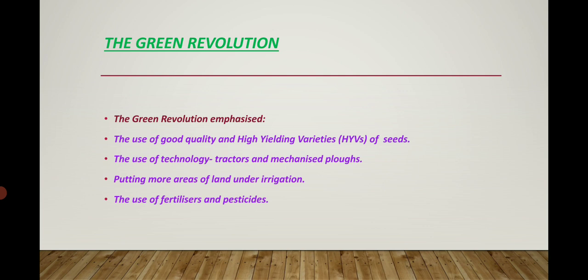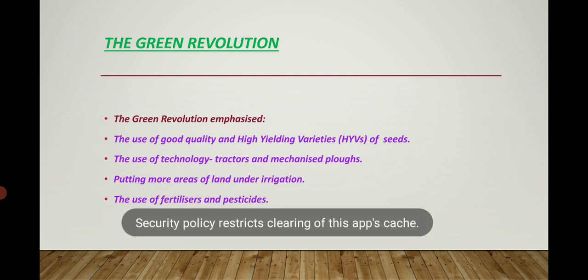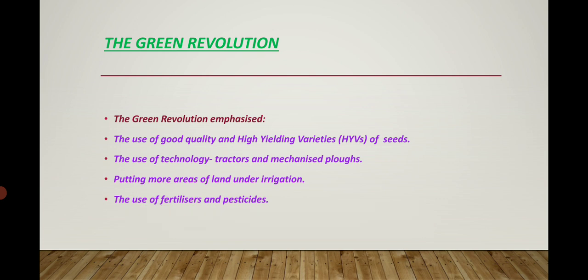Then the use of fertilizers and pesticides. The fertilizers and the manures enhance the growth of the plants and fasten the production of the crops. And the pesticides help in killing the pests and keeping the crops free from different types of insects which might destroy the crops. So the use of fertilizers, manures and pesticides was introduced after the Green Revolution.